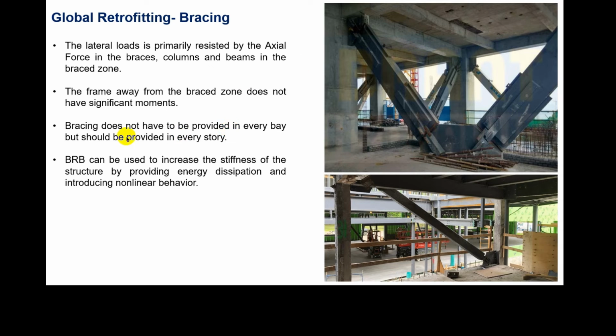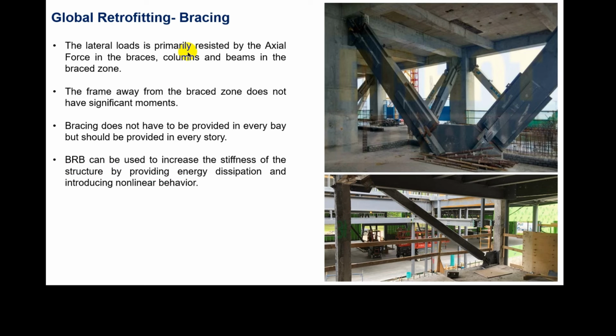Bracing does not have to be provided in every bay, but should be provided in every story. Before deciding where to provide the braces, first of all the structure has to be analyzed, and the critical portion of the structure has to be found, and after that the bracing has to be provided in the critical zone. Not a large number in one floor, but located in the critical zone up to the floor where there is a critical condition. Now, buckling restraint braces can be used to increase the stiffness of the structure by providing energy dissipation and introducing good nonlinear behavior.